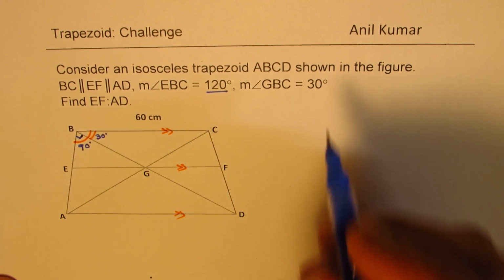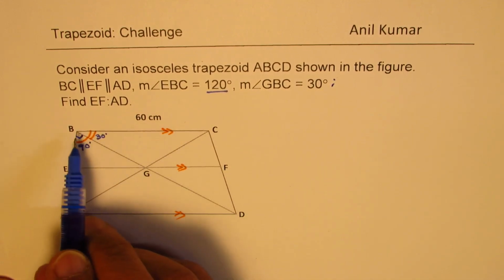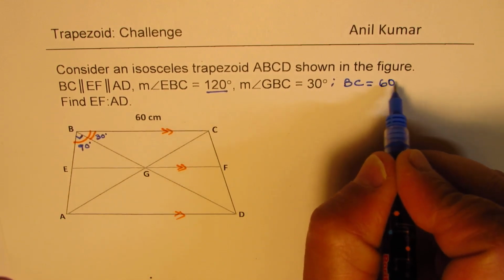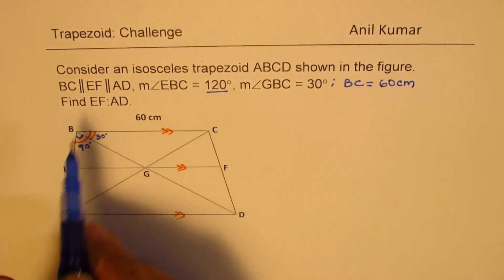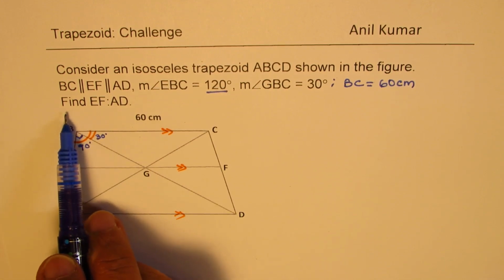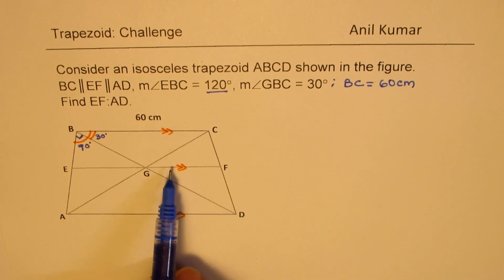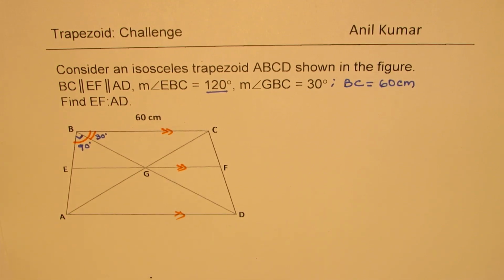Okay. Now we are also given here 60 centimeters is BC. So BC is 60 centimeters. Now the question is to find ratio of EF to AD, right? Ratio of these two sides we need to figure out. Okay. So let's try to understand.